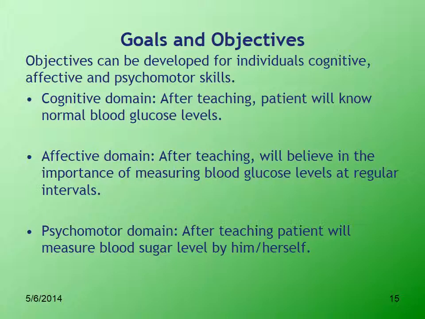Goals and objectives can be developed for individuals in the cognitive, affective, and psychomotor domains. In the cognitive domain, an example of an objective will be that after teaching, the patient will know what normal blood glucose levels are. In the affective domain, an objective will be that after teaching, they will believe in the importance of measuring blood glucose levels at regular intervals. In the psychomotor domain, an objective will be that after teaching, the patient will measure blood sugar levels by him or herself.